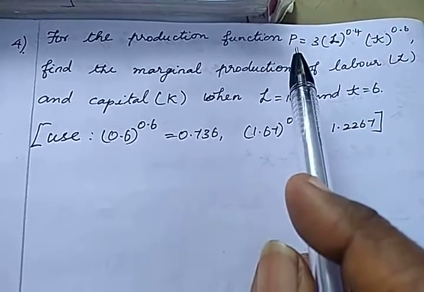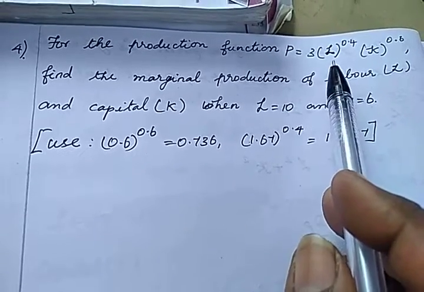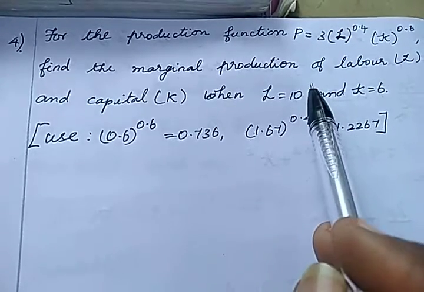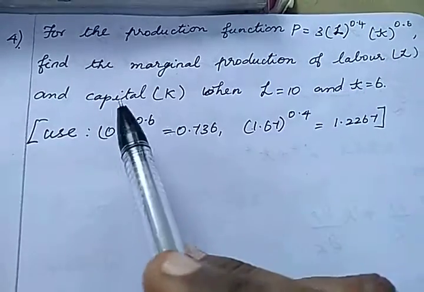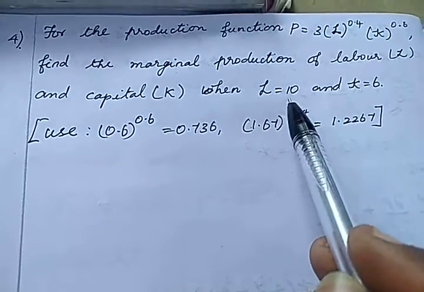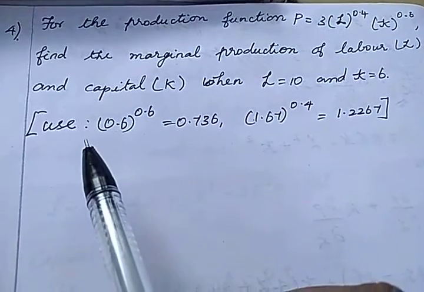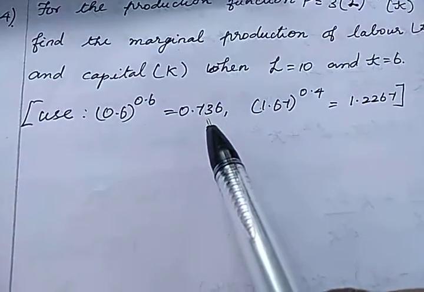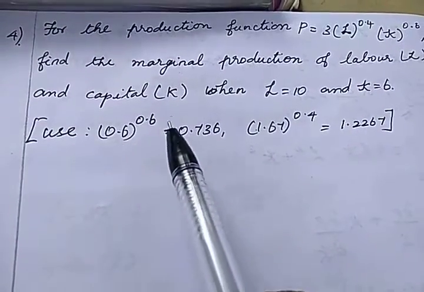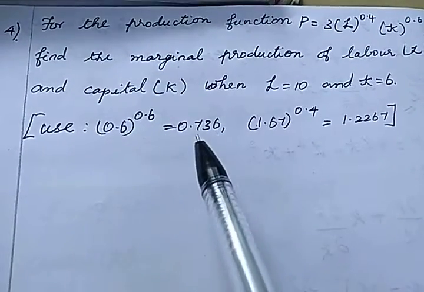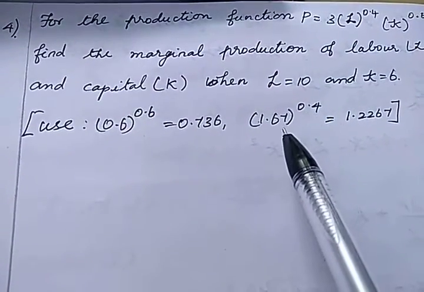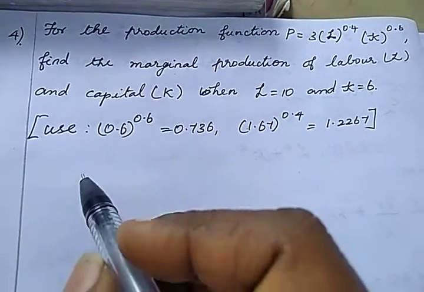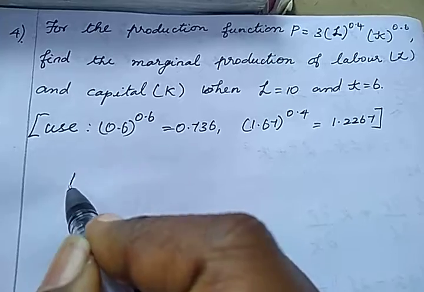For the production function P equals 3L to the power 0.4 K to the power 0.6, find the marginal production of labor L and capital K when L equals 10 and K equals 6. Use 0.6 whole to the power 0.6 equal to 0.736. Wherever there is 0.6 power 0.6, we will use this value, and 1.67 to the power 0.4 we will use this value. Clear? First write the production function.